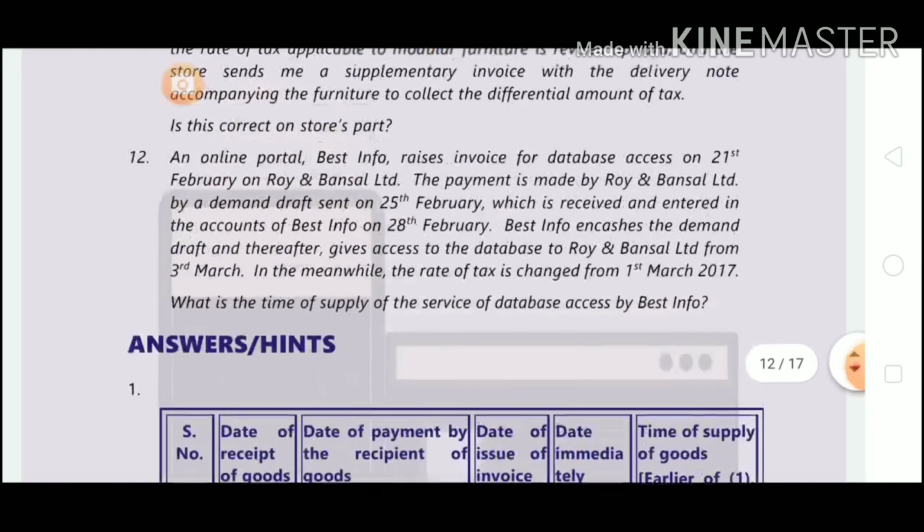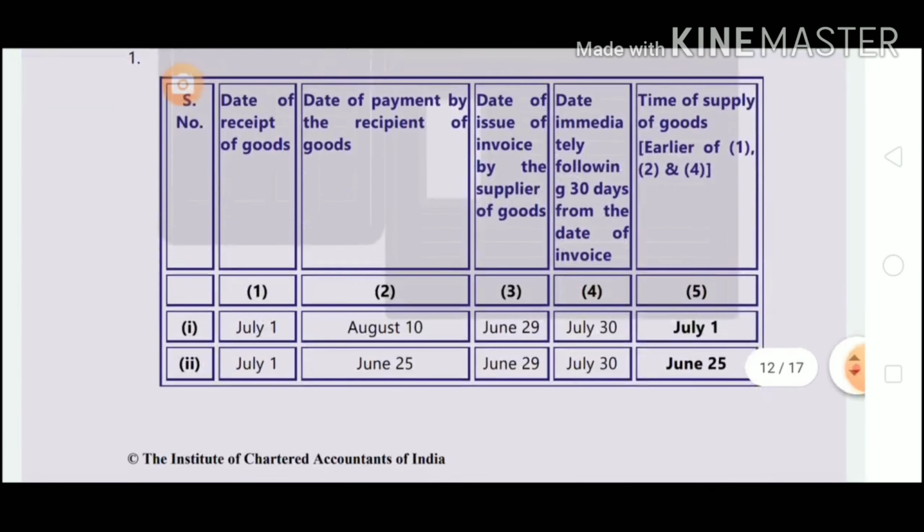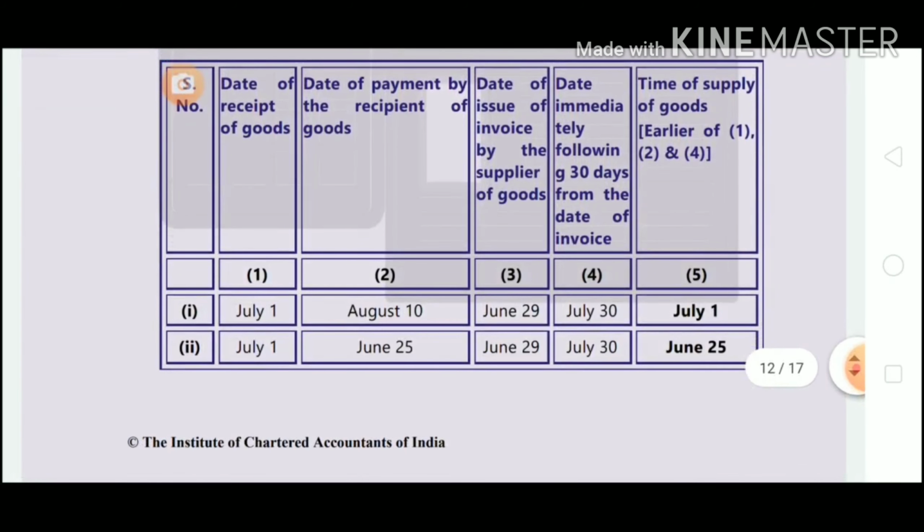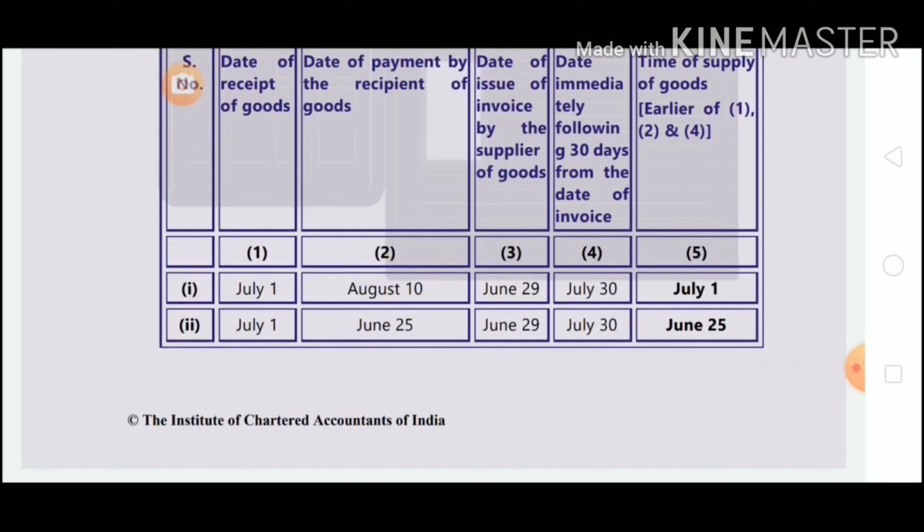Second one we'll do from here only. No need to rush to the question again and again, because the columns which we require are already given in the answer part. So again, date of receipt of goods is July 1, date of payment is June 25, and date of invoice is June 29. So 31st day from invoice is same, July 30, as in one. So earlier one is June 25th.